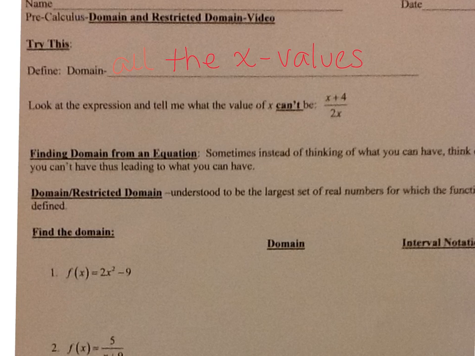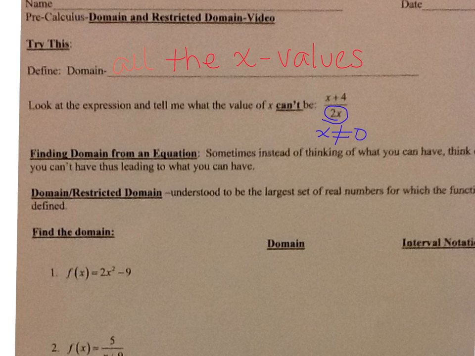Okay, so look at the expression x plus 4 divided by 2x and tell me what x can't be. Like, what can't I plug in for x? So notice that in the denominator I have 2x. Remember, when you have a fraction, you can't have 0 in the denominator. So if x is equal to 0, then it's undefined because 2 times 0 would be 0. So x cannot be equal to 0. So x can be any number, but it can't be equal to 0 because then it would be undefined.